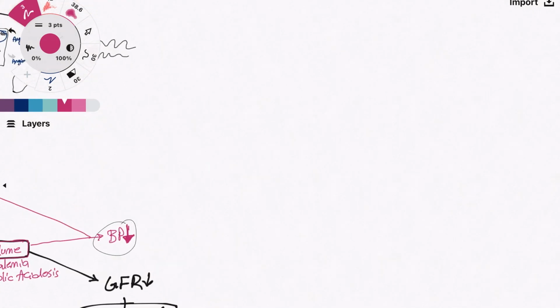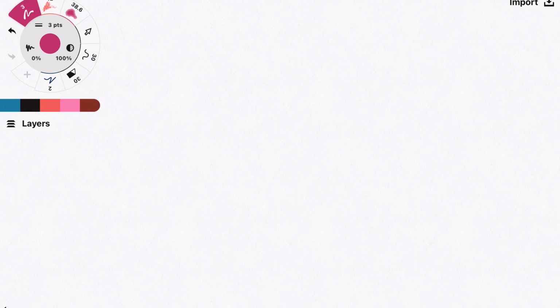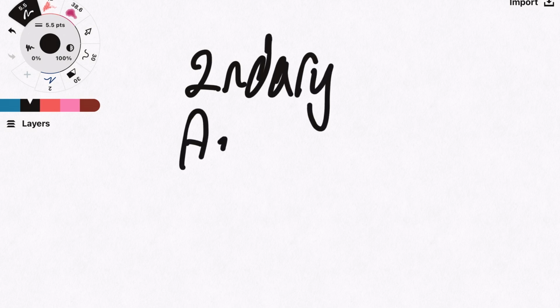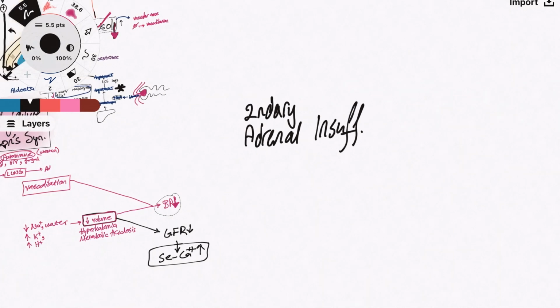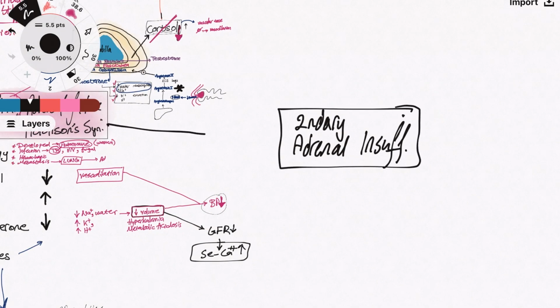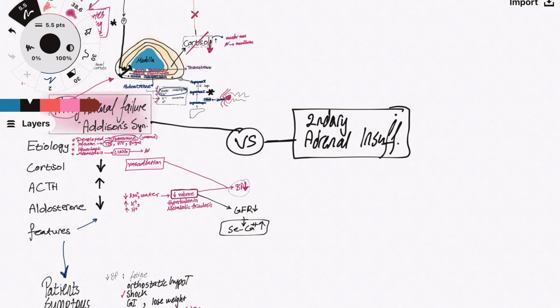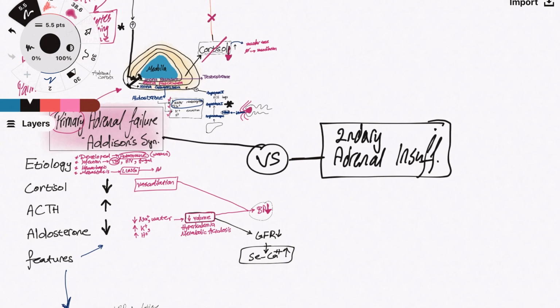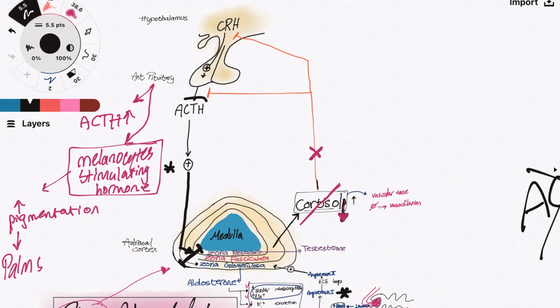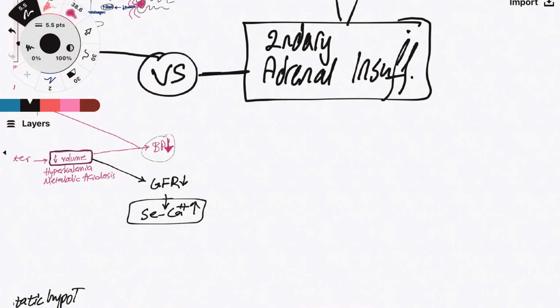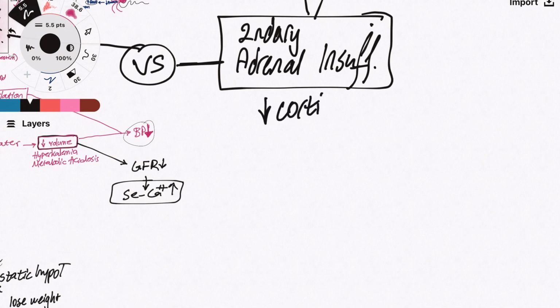Now, what if the problem was not in the adrenal gland? What happens then? Or what do we call it? In case of the secondary adrenal insufficiency, this is the disease that you're going to be thinking about in the differential of Addison's. What does the secondary adrenal insufficiency mean? From the name, you can tell that the problem is not in the adrenal gland. Then what's the problem? The problem is actually ACTH. We don't have ACTH in this case. So if there's no ACTH to stimulate the adrenal gland, we don't have cortisol. Just makes sense, right? So the cortisol level is going to be low.